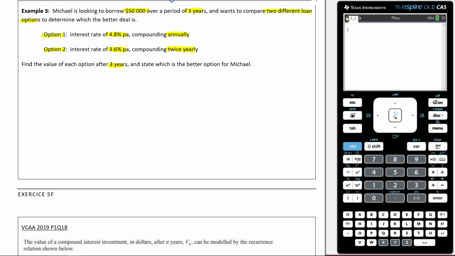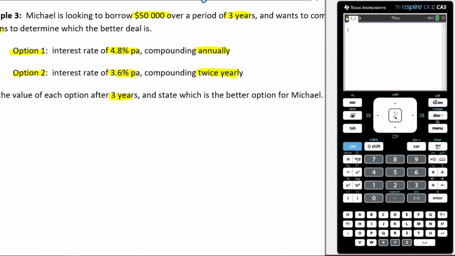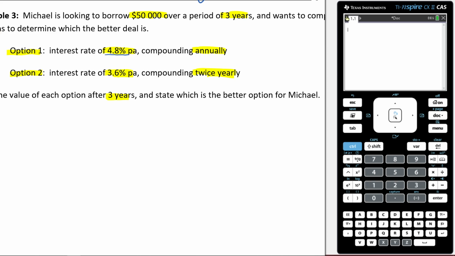Okay, so as you can see here, if we look into our options, this one has a higher interest rate, but it's compounding less often. This has a lower interest rate, but it's compounding more often. The first thing we're going to do is figure out the R value of each of these. So this is going to be 1 plus my little r value, which will be 4.8. Then I need to divide it by my n. In this case, if I'm compounding annually, it would just be 1. And then I divide that by 100.